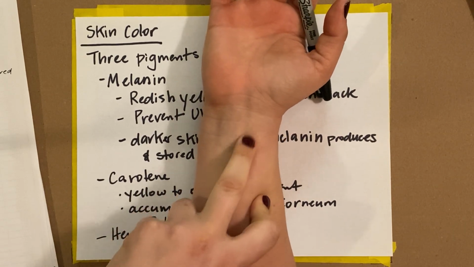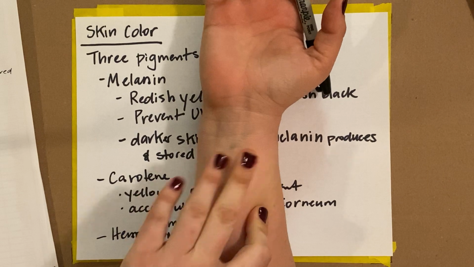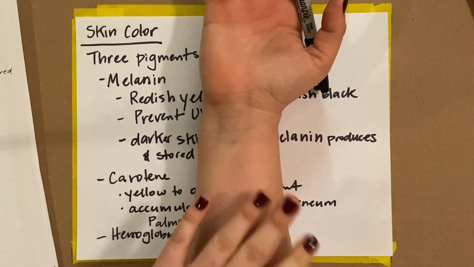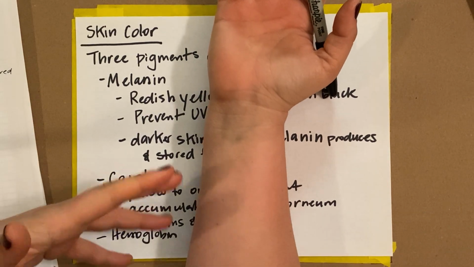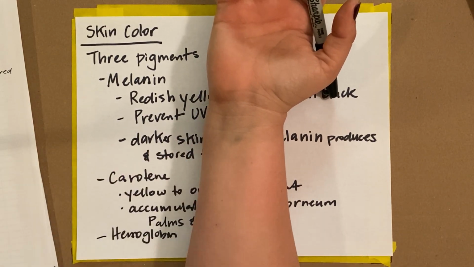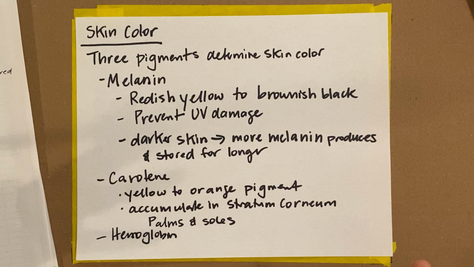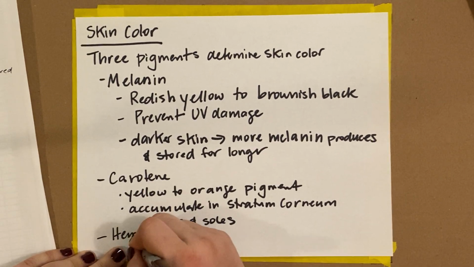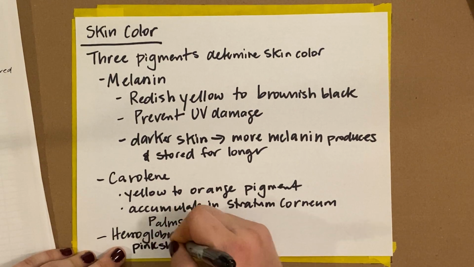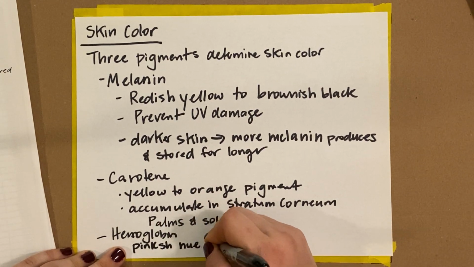So these are actually, you're seeing darker bluish because this is deoxygenated blood. But if you have very fair skin, the blood that's underneath the skin is actually going to show through. It's almost like it's translucent. So it can affect the color. So you can have this pinkish hue of fair skin.